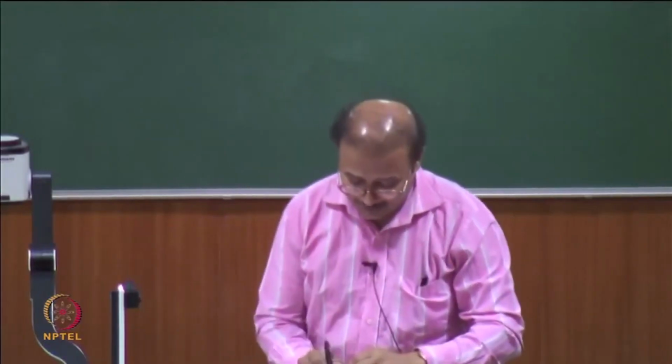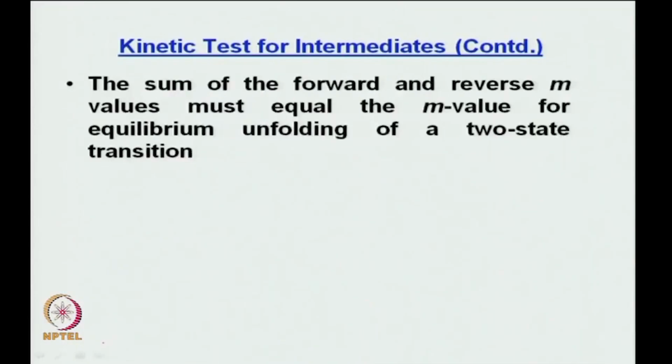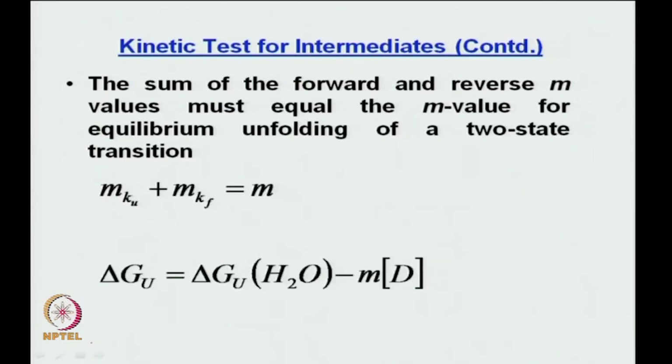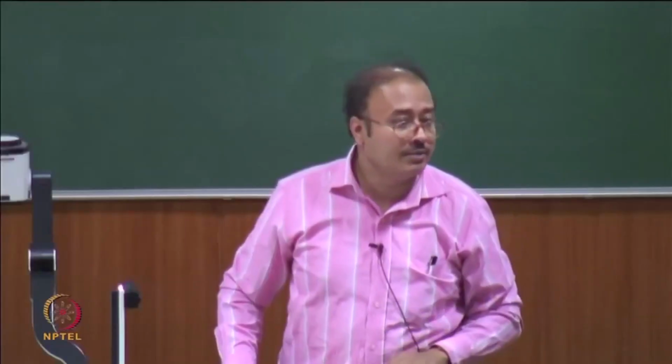Second thing is, the sum of the forward and the reverse M values must be equal. What does it mean? It means MKu plus MKf should be equal to M, where M was defined like this before, because M is the total change between U and D. You have to be able to have that. And this is also easy in the sense that if you fit Kf and Ku, I mean that folding and unfolding arm, you can get MKu and MKf.